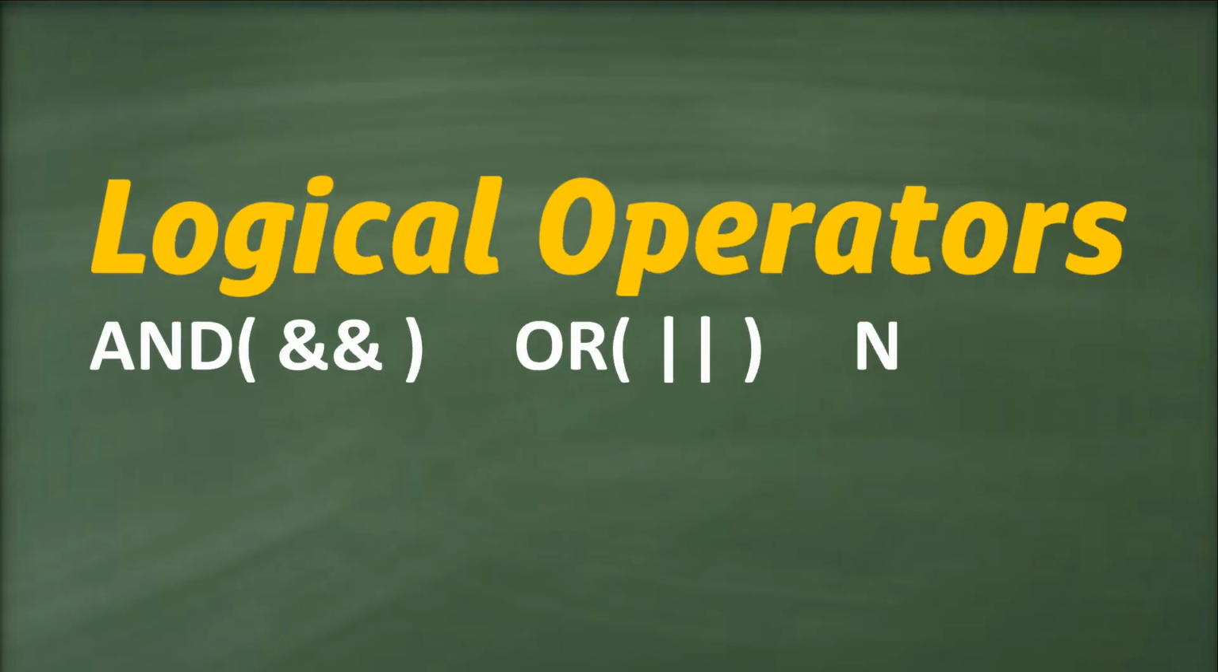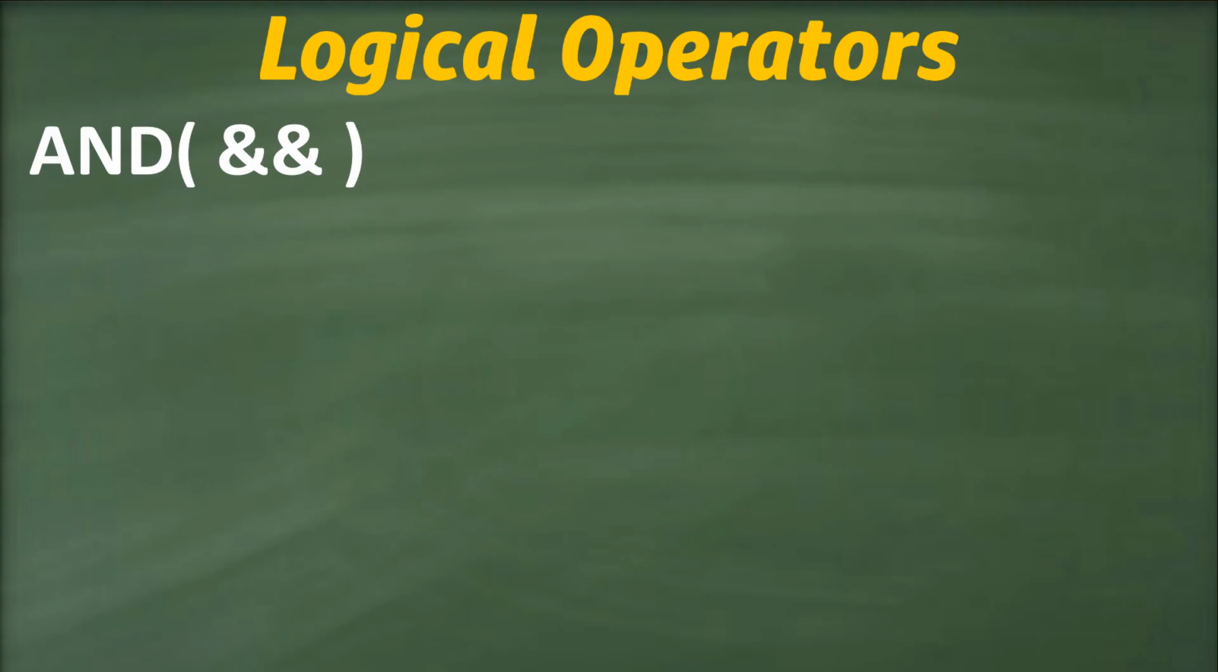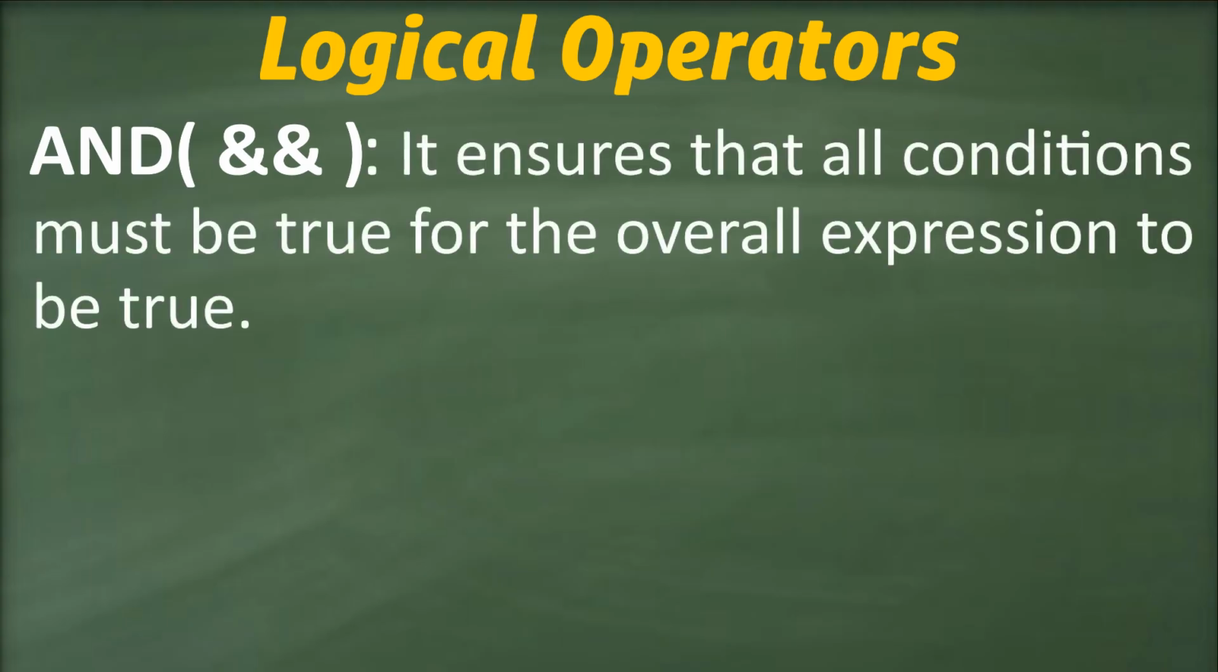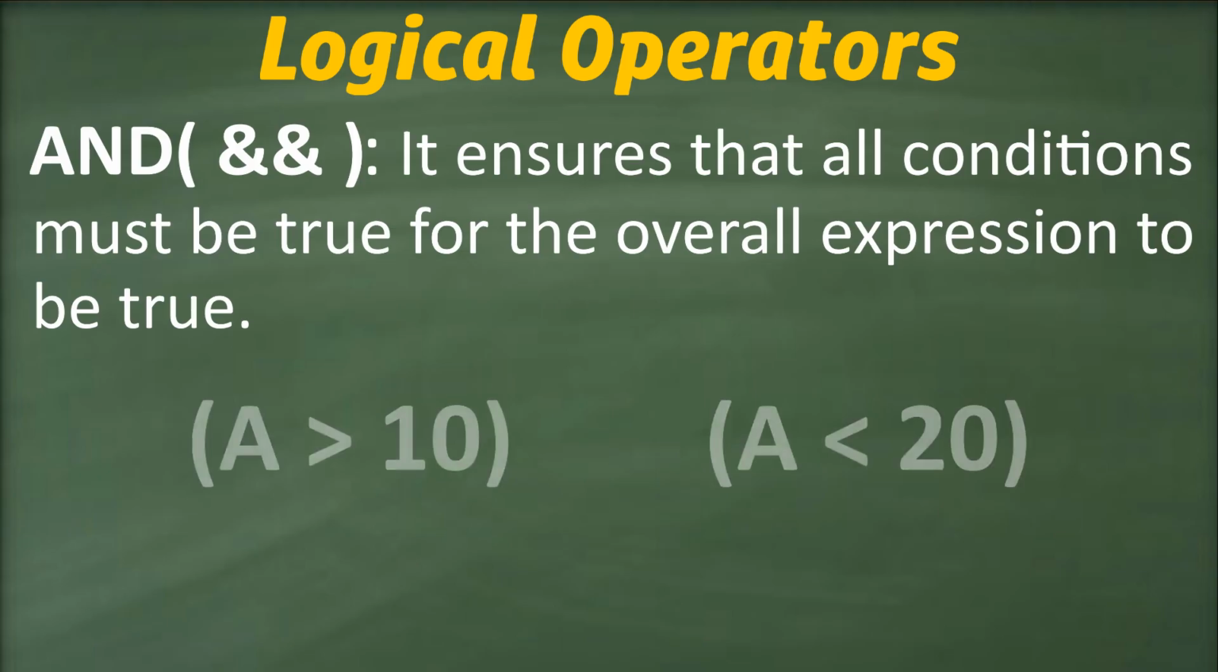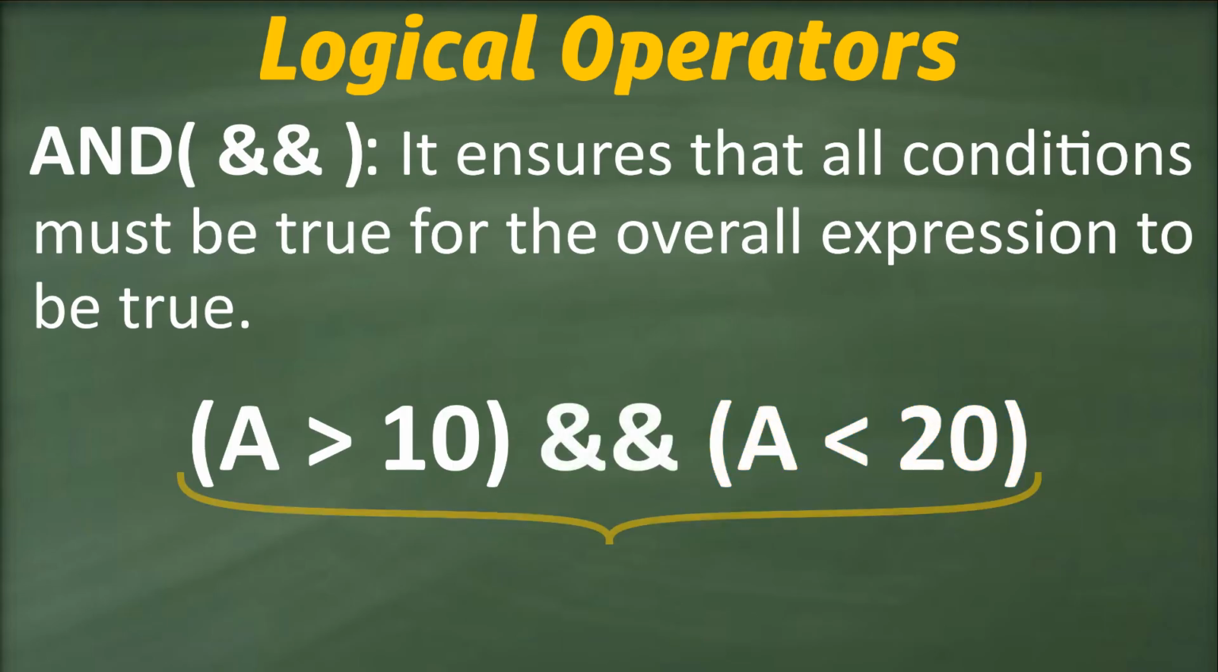So let's start with the and operator, represented by 2 ampersands, which ensures that all conditions must be true for the overall expression to be true. For example, here we have 2 conditions. The first one checks whether variable a is greater than 10, and the second checks whether a is less than 20. Placing an and operator between them means that the whole expression will be true only if both conditions are true. If either condition is false, the entire expression evaluates to false.